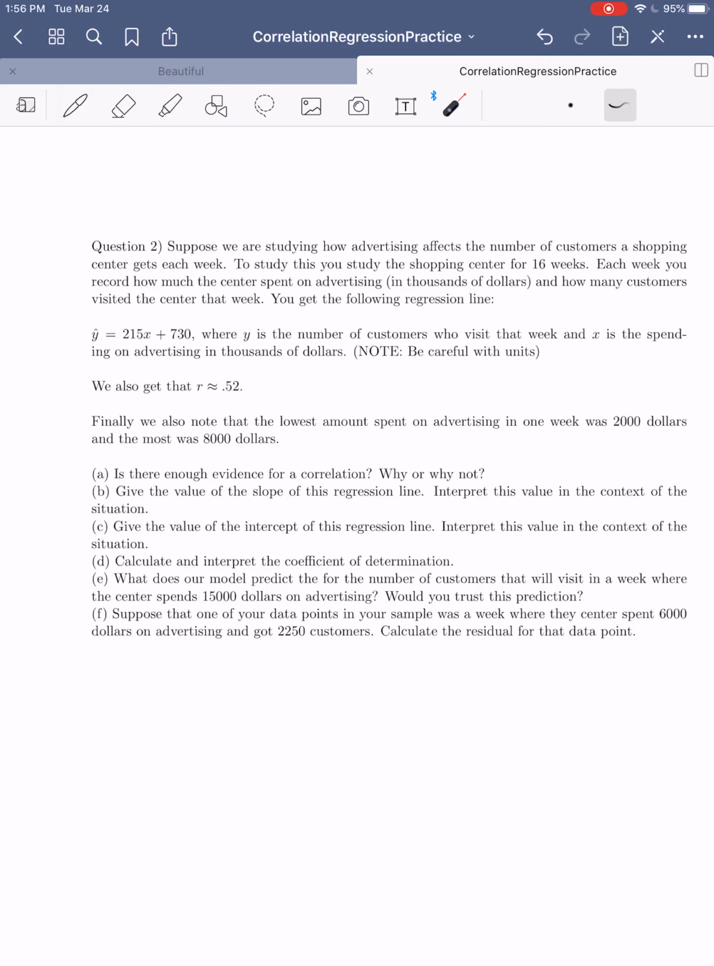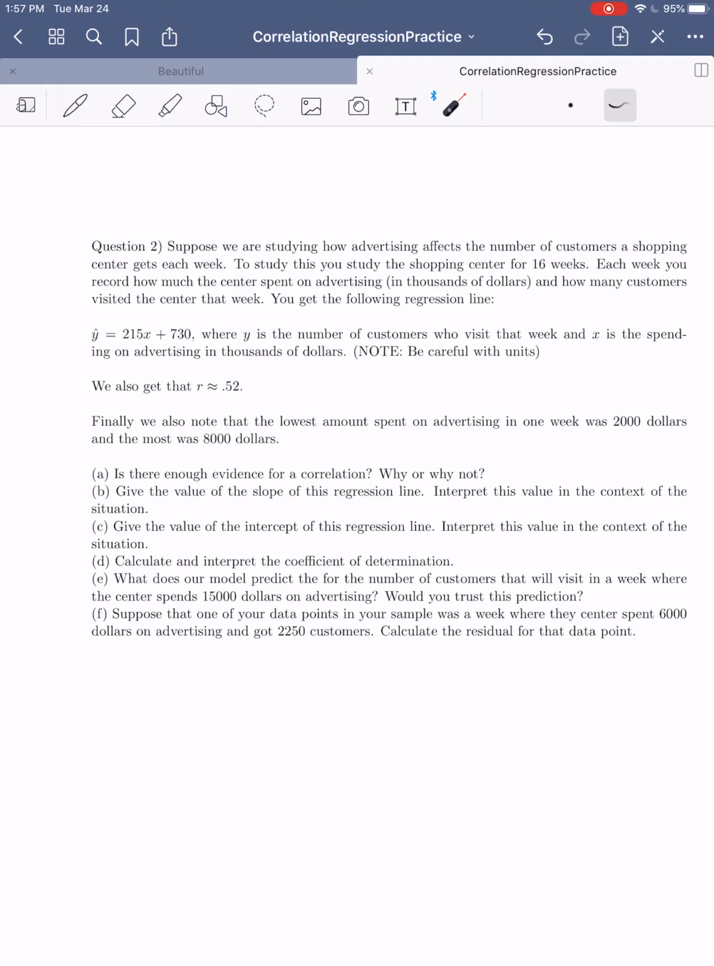Each week, you record how much the center spent on advertising in thousands of dollars and how many customers visited the center that week. So you get the following regression line. We get y hat is 215x plus 730, where y is the number of customers who visit that week, and x is the spending on advertising in thousands of dollars.